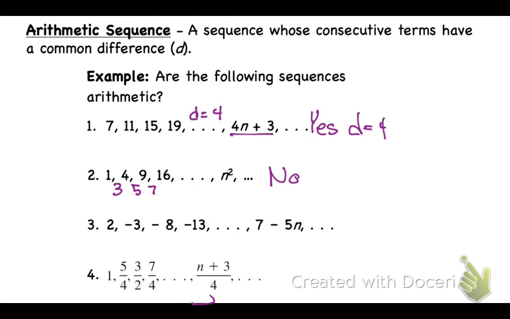Is this the work that I would show? Yes. I'm not asking you how you got that. I should be able to figure that out. Okay, what about 3, 2, negative 3, negative 8, negative 13? Minus 5. You're subtracting 5 every time. So it is yes, and the difference is negative 5.